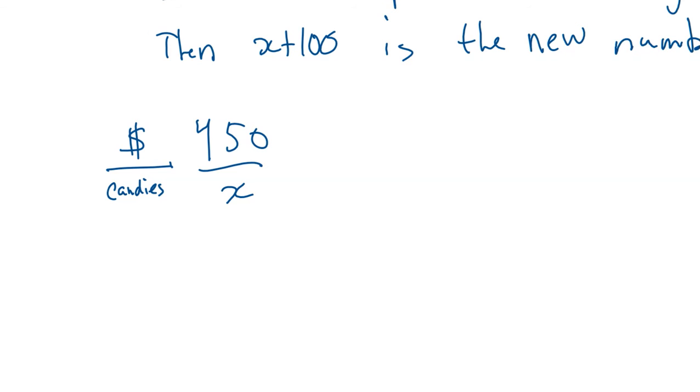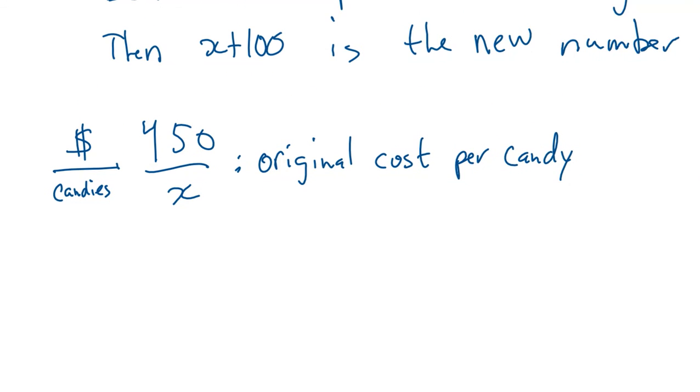But see how I intentionally did that by thinking about the units. I looked at this and I said, I don't know what 450 over X means. I know that 450 is the number of dollars, and I know that X is the number of candies. So I built a little fraction off to the side, dollars over candies, because 450 is dollars and X is candies. And now I can say it, dollars per candy. And now I understand that this is the original cost per candy. Okay, but I need more than one of these, so what's the other one going to be?